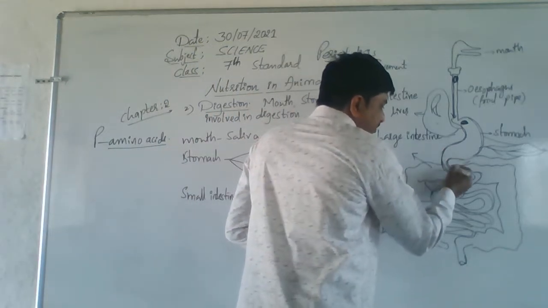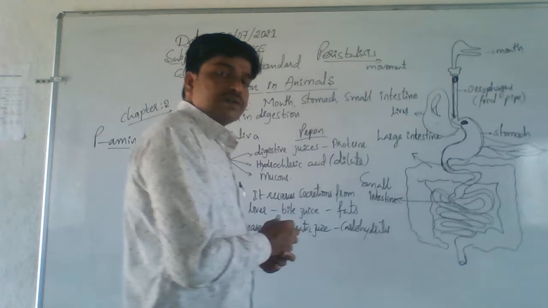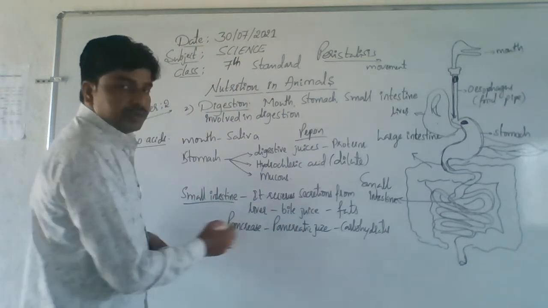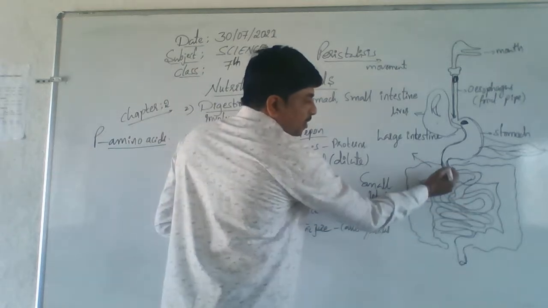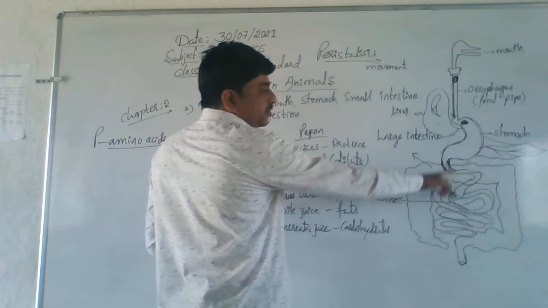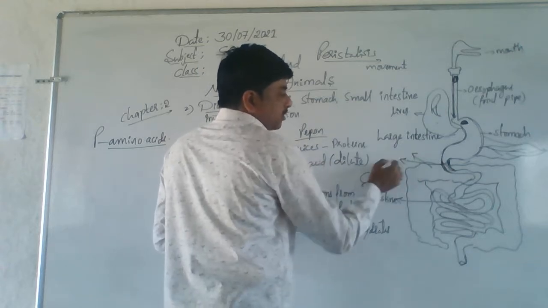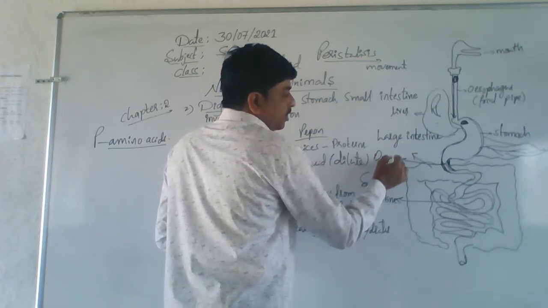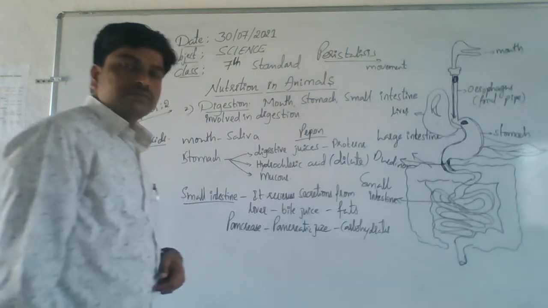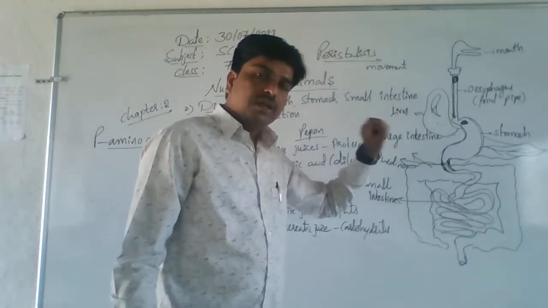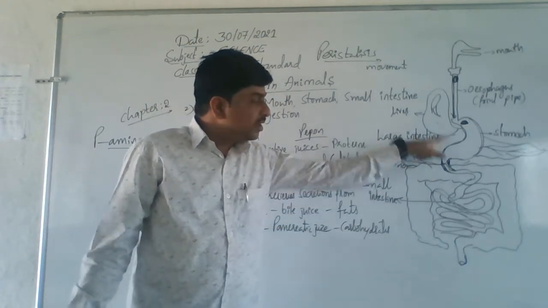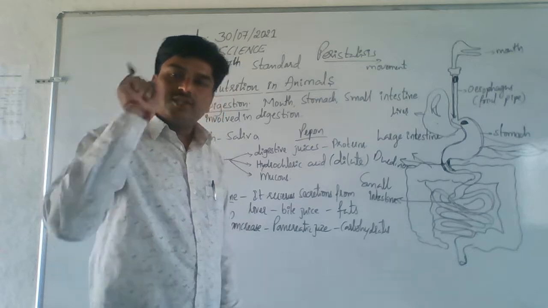After partial digestion of food, this food then enters into what? Where? To the small intestine. There is a pipe that connects the small intestine to the stomach. So this part is called what? Duodenum. This part we call the duodenum. Through this duodenum, the partially digested food then enters into the small intestine.